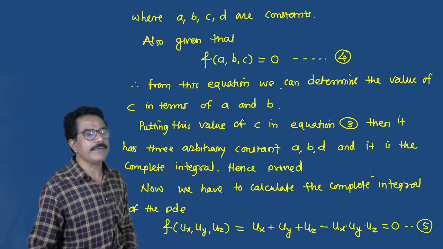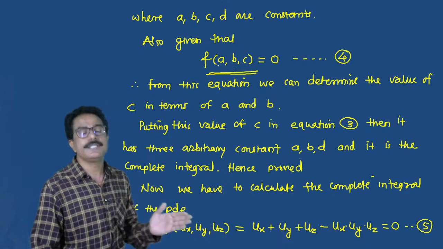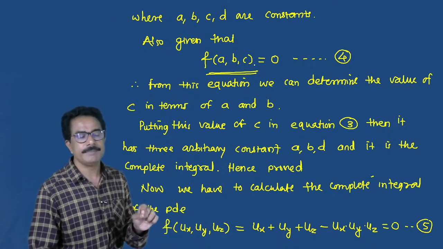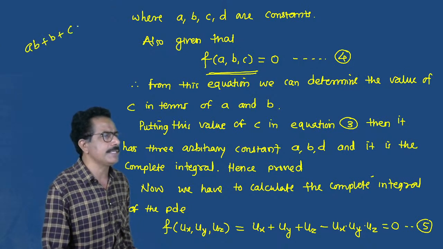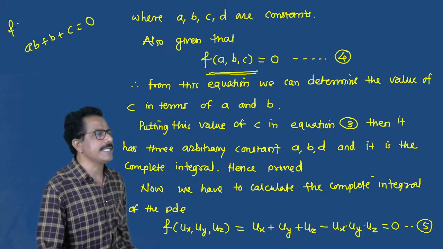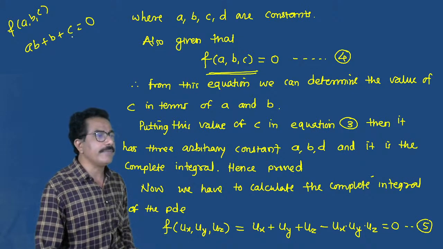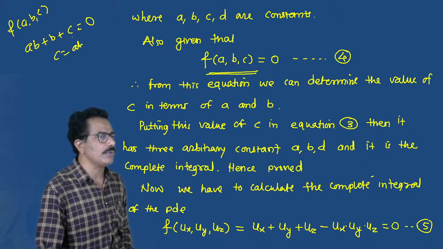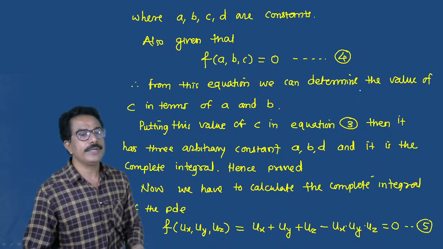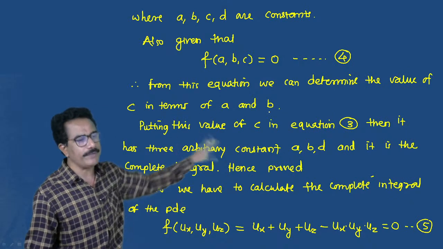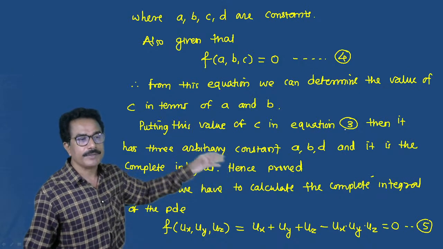So from this equation we can write, now here this is a function in terms of a, b, c. So by using this, suppose it is like ab plus b plus c which is equal to 0. This is like f of a comma b comma c. By using this we can take the value of c. We can write c is equal to minus ab minus b. Then from this equation we can determine the value of c in terms of a, b, and putting the value of c in equation 3.